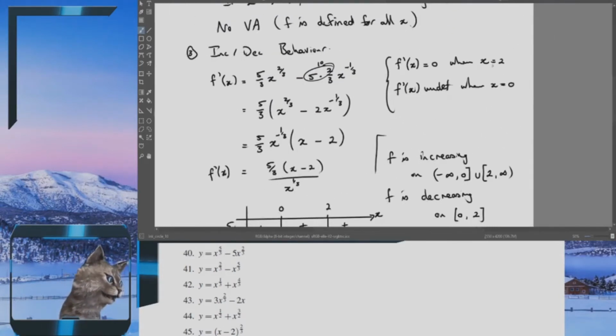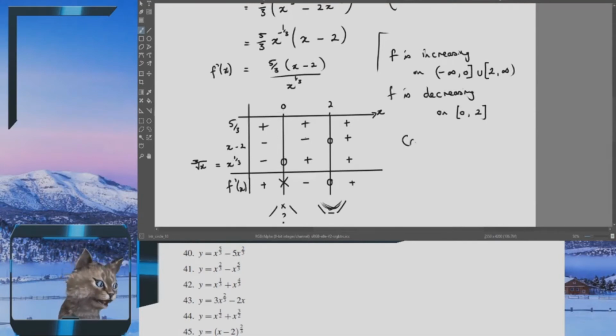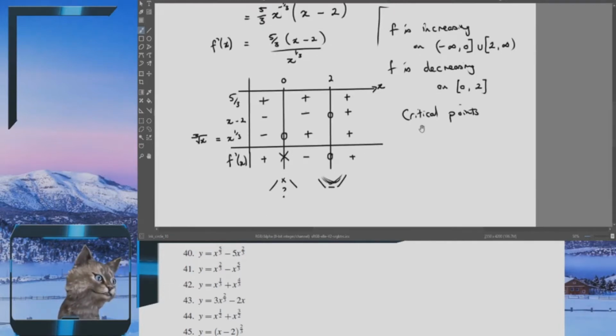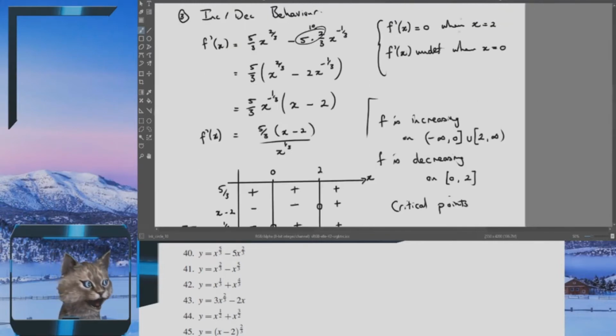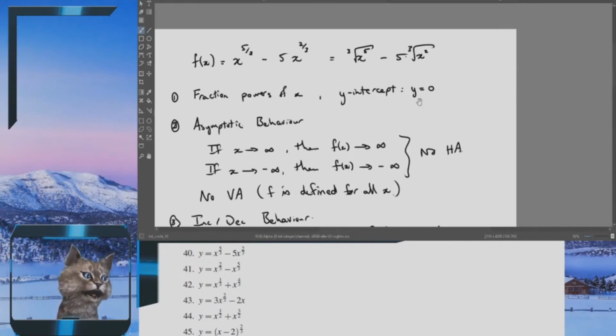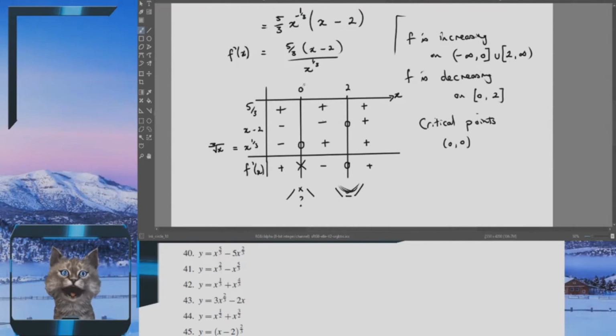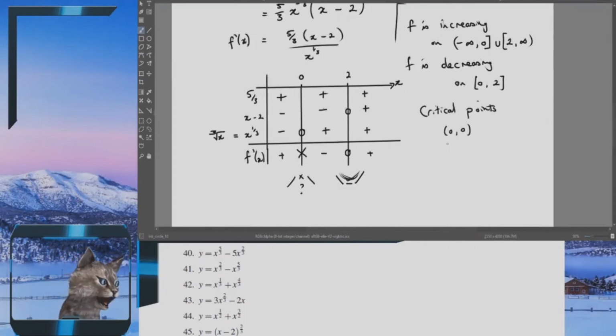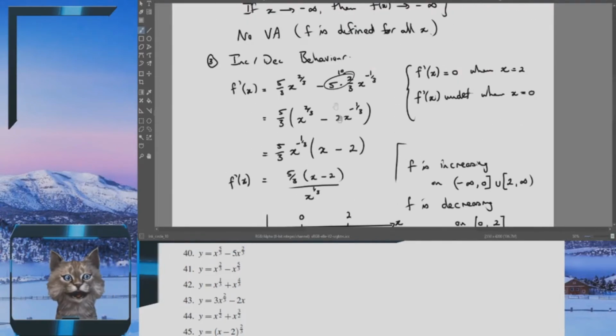Are these critical points? The requirement is critical comes out of this derivative check. Points, function has to be defined there. So yes, they are. 0, 0, we've already found was our y-intercept, right? So here, y equals 0. When x is equal to 2, what is y equal to?